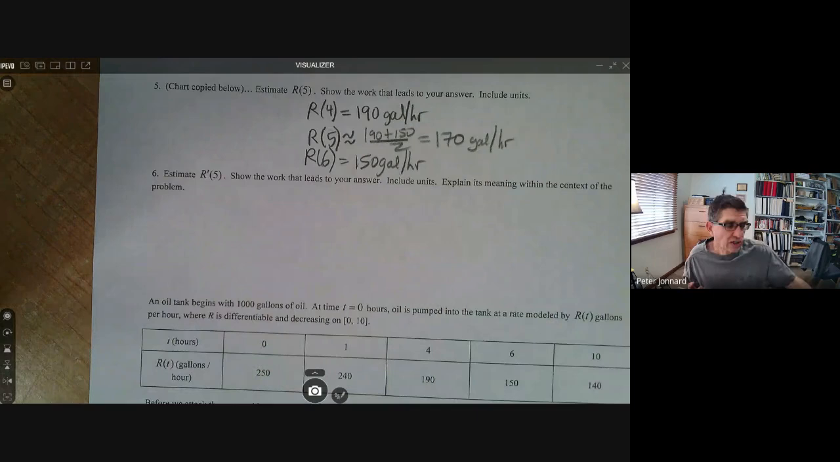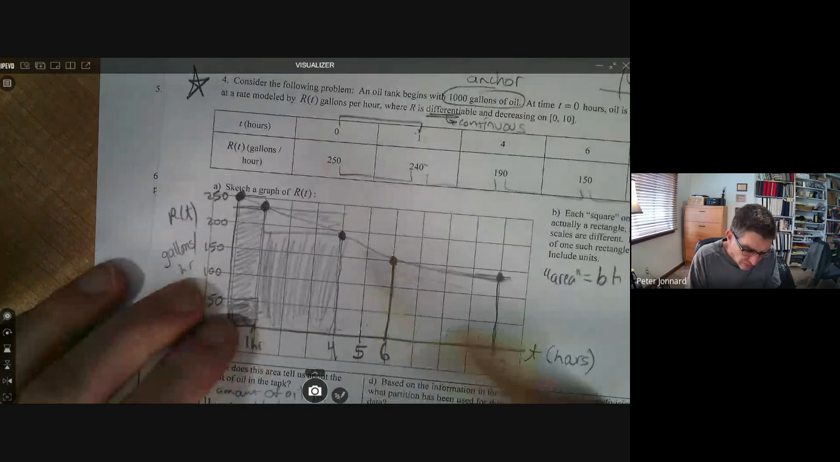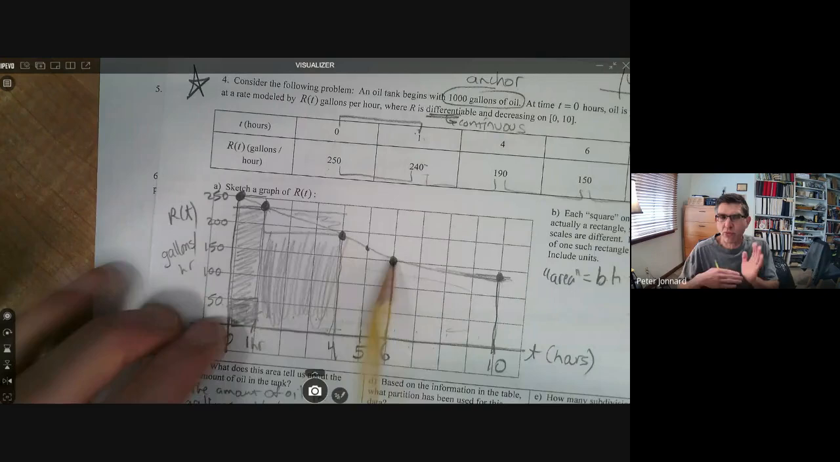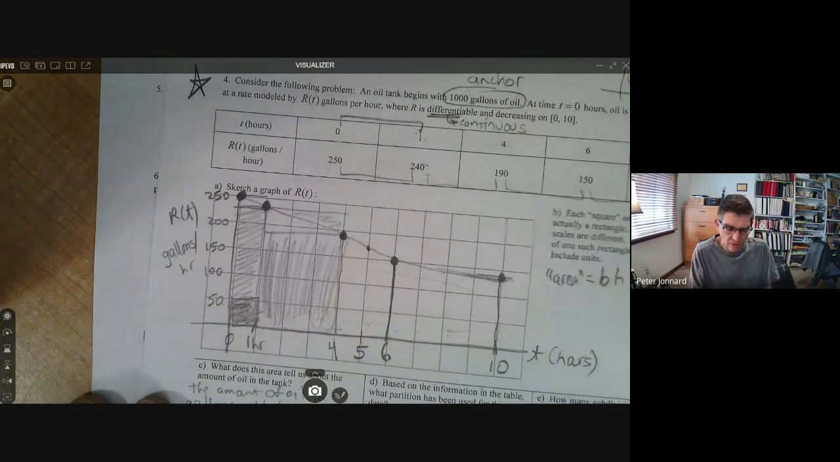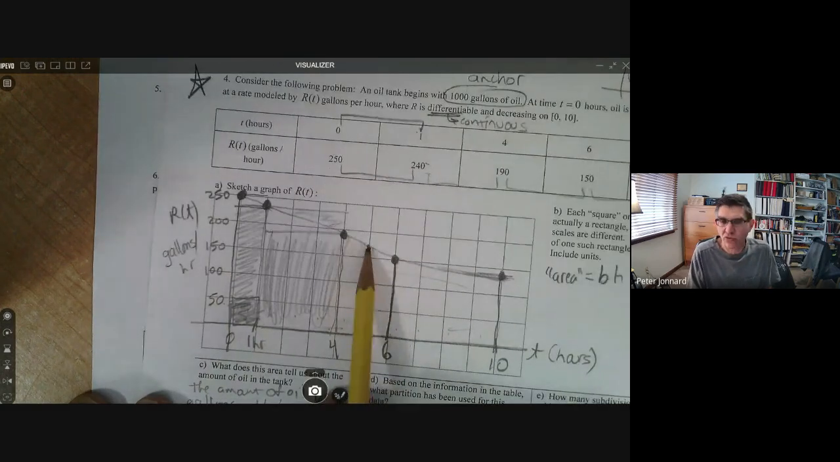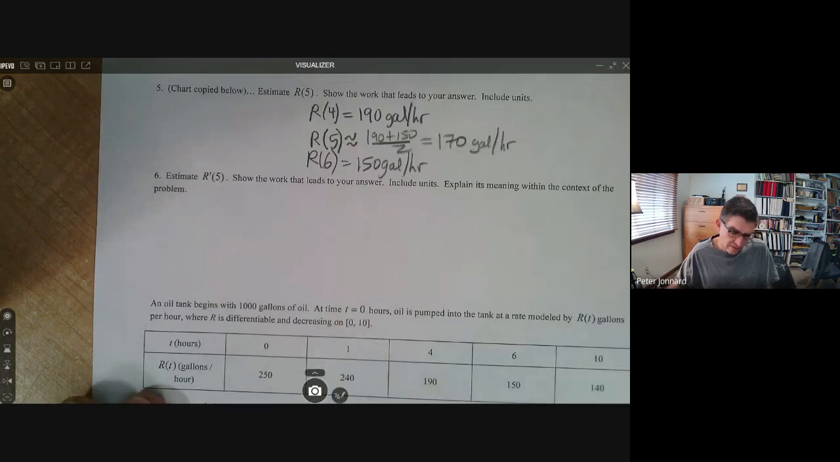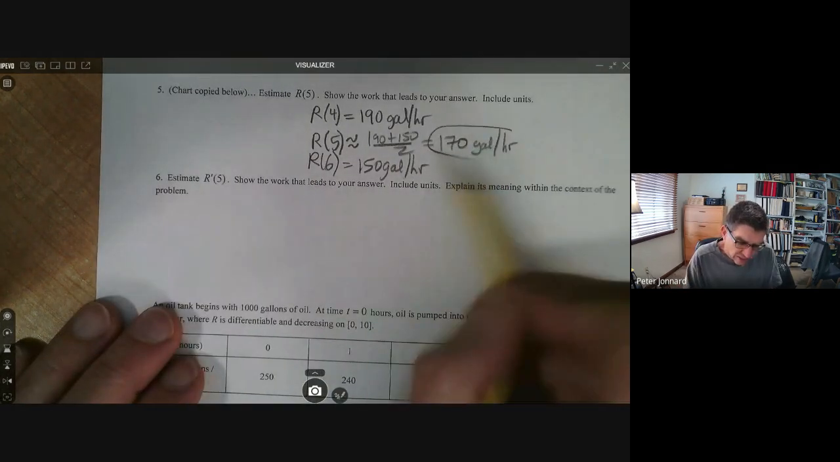Now, earlier I scolded you and I said, hey, please don't connect the dots with a ruler. Right here at 5, I said, don't use a ruler. My concern there was that at these points, you'd have a break in the derivative. But in this case, it's okay to not worry about that and just say, hey, that's my best estimate of approximately how many gallons of oil were going into the tanker every hour. So there's my answer, 170 gallons per hour.